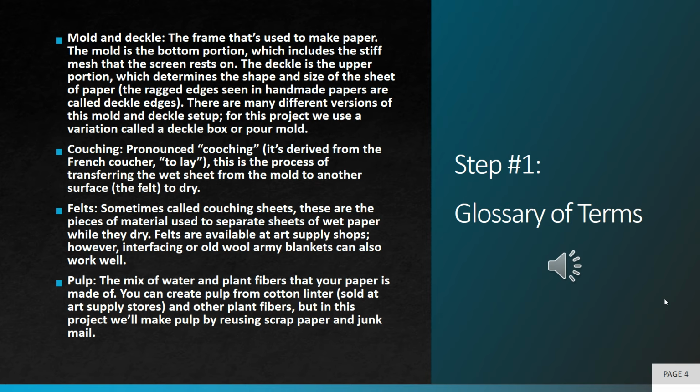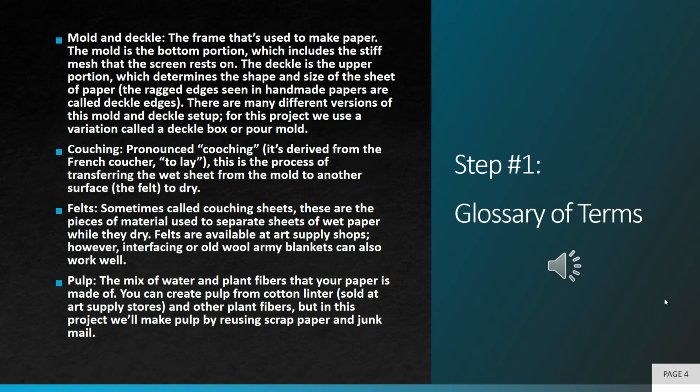Couching the paper is really basically to lay it flat and get the drying process going, getting it off the mesh onto some felt paper or something that's dry. Felts, sometimes called couching sheets, are pieces of material used to separate sheets of wet paper. And you'll see through this exercise how I did it at home.